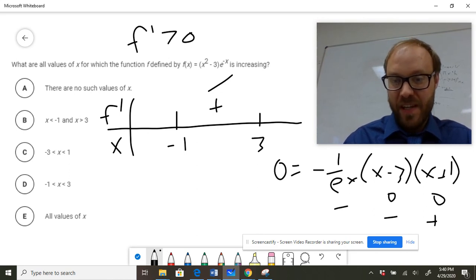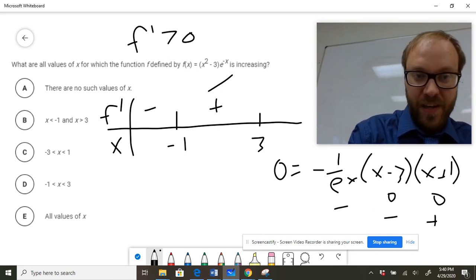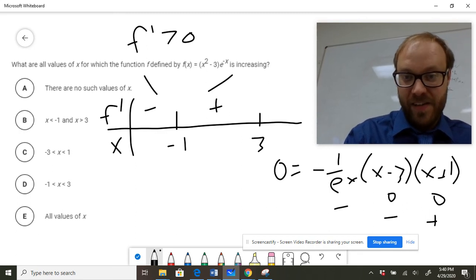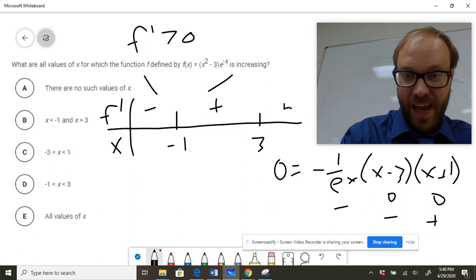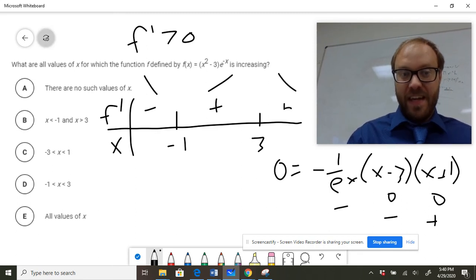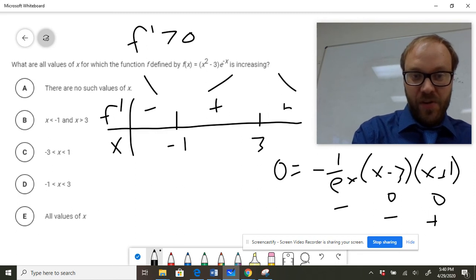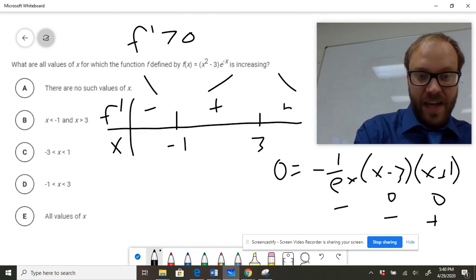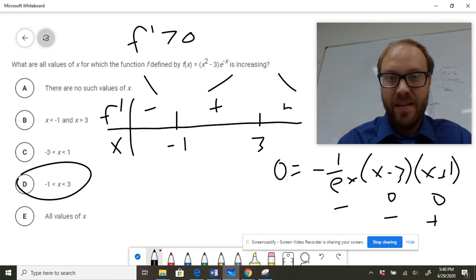If you substitute in something like negative 2, you would end up getting a negative, and the function would be decreasing. If you substitute in something like 4, you would also get a negative, and your function would be decreasing again. So this function will only be increasing in that range between negative 1 and 3, and that will be option D.